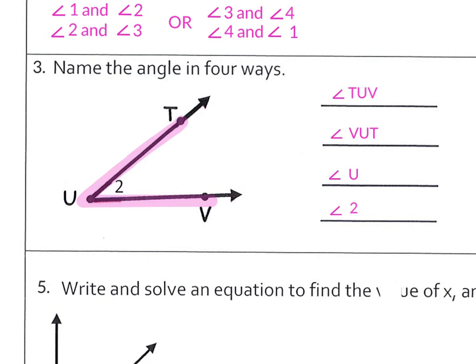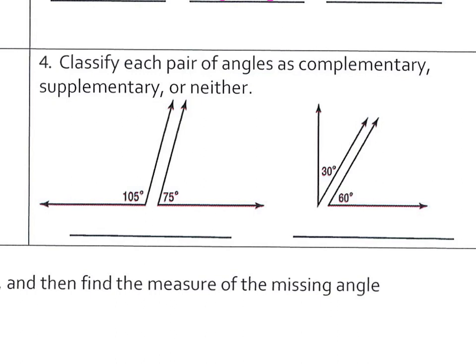All right, let's look at number 4. Okay, so more vocab here. This question is saying classify the angles as either complementary or supplementary, or it could be that they're not really either one. They're not complementary or supplementary. So in order to answer this, I have to know what those two words mean. So remember, complementary means adding up to 90 degrees, and supplementary means adding up to 180 degrees.